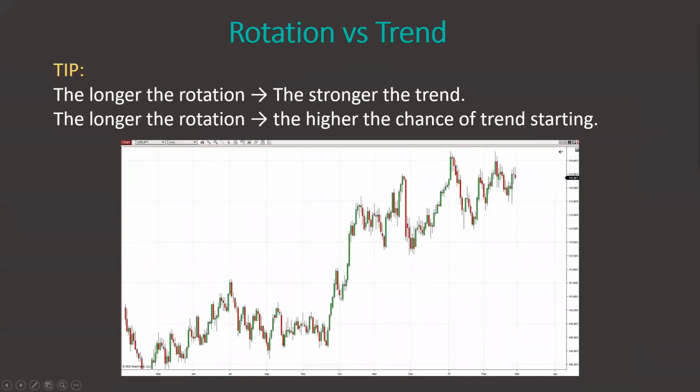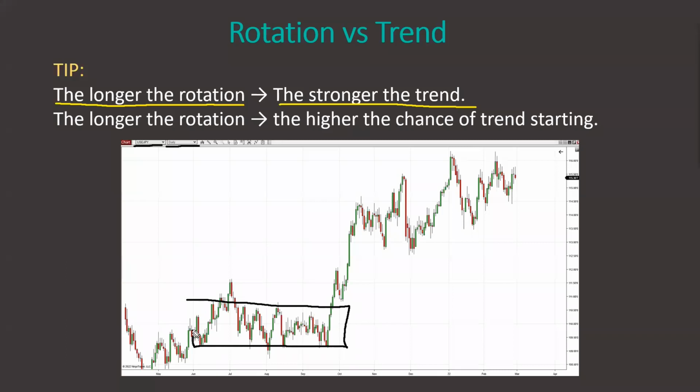Now, here are two tips regarding trading the rotation and a trend. The longer the rotation, the stronger the trend. So if you look at here, this is US dollar Japanese yen chart. It is a daily time frame, and there was very, very long rotation starting from June up until October. So very long rotation. And look what happened afterwards. Boom, a huge and strong uptrend, right? So the longer the rotation, the stronger trend you can expect.